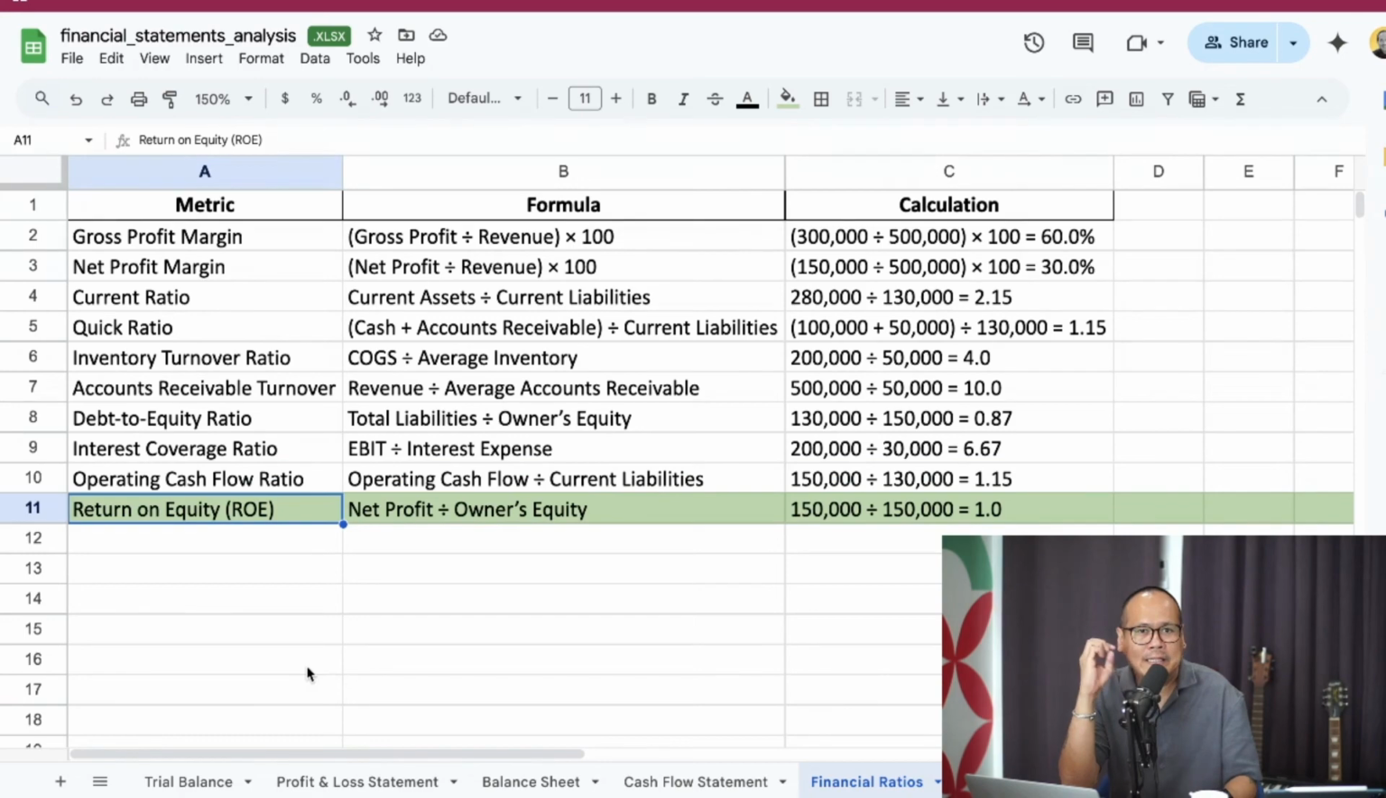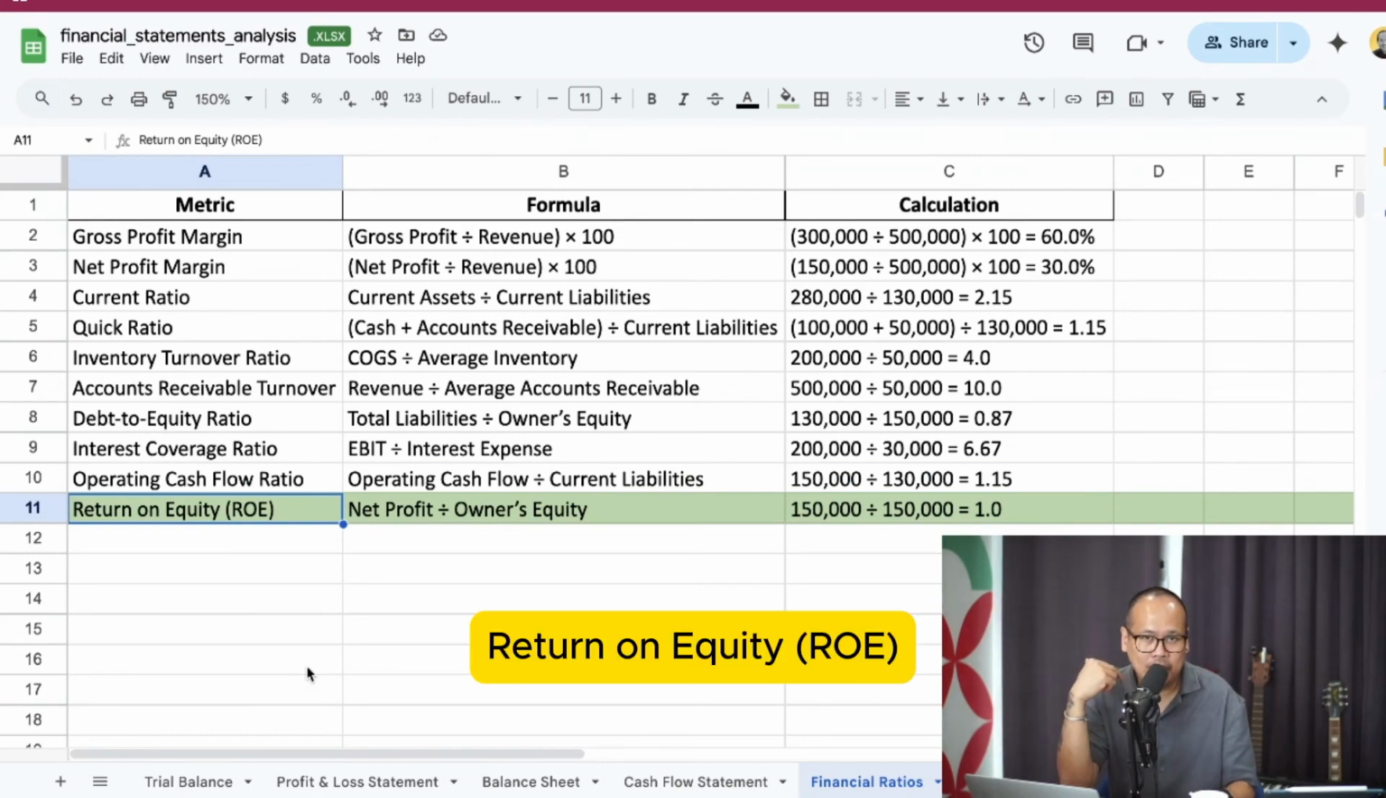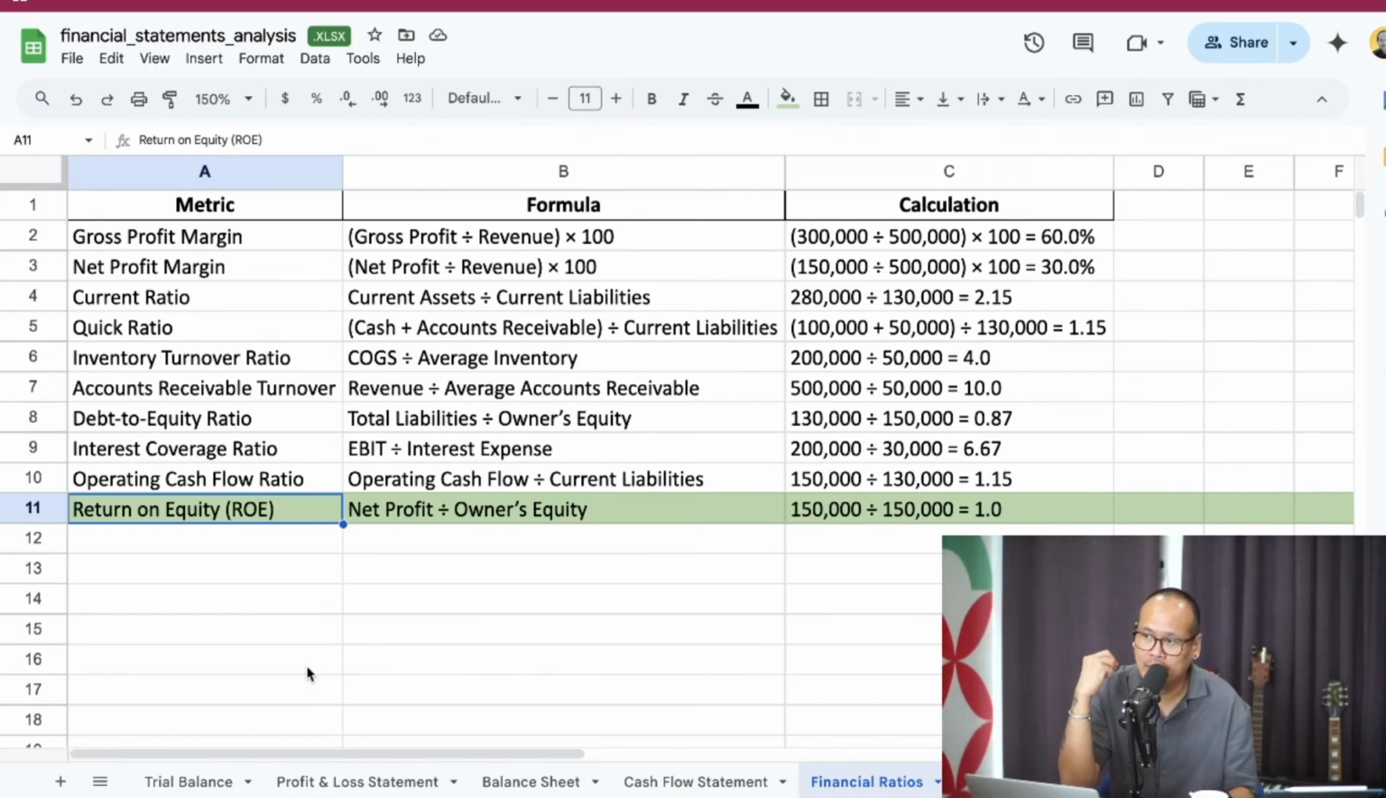Okay, so last but not the least is your return on equity. The formula is net profit divided by owner's equity. So, for example, your equity is 150,000 and your net profit is 150,000. So, you have a 1.0 return on investment ratio. In retail industry standard is 15 to 25%. So, if it's higher than 25%, then you have a strong performance. You have to ensure sustainable profitability. If lower than 15%, try to improve further on efficiency or increase your revenue.